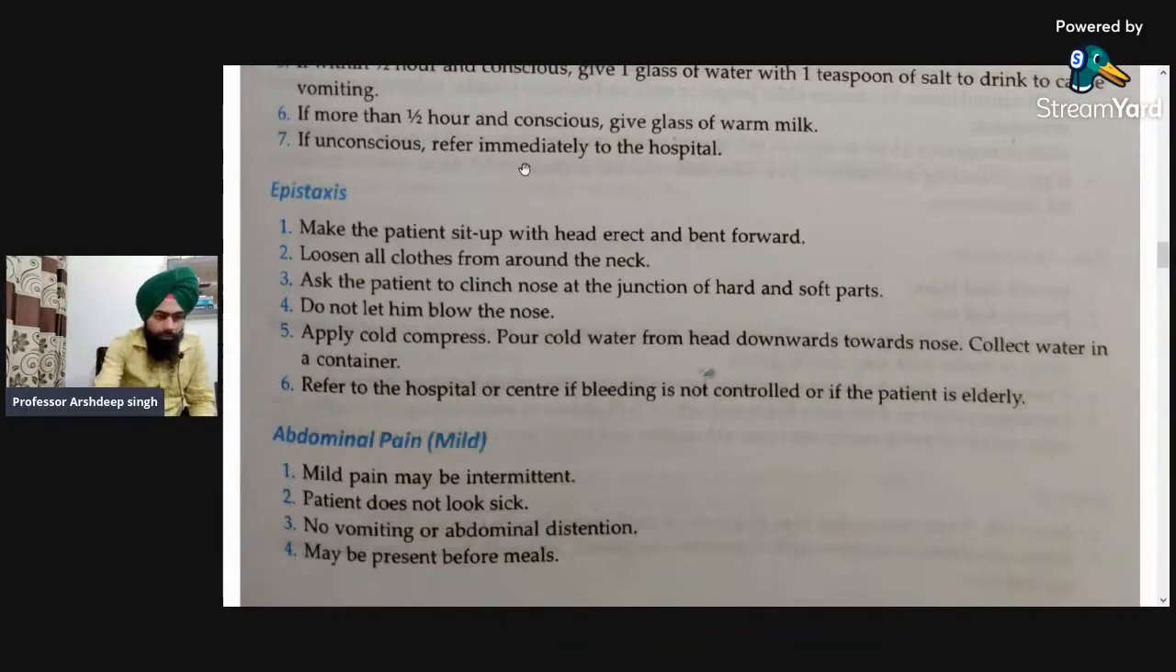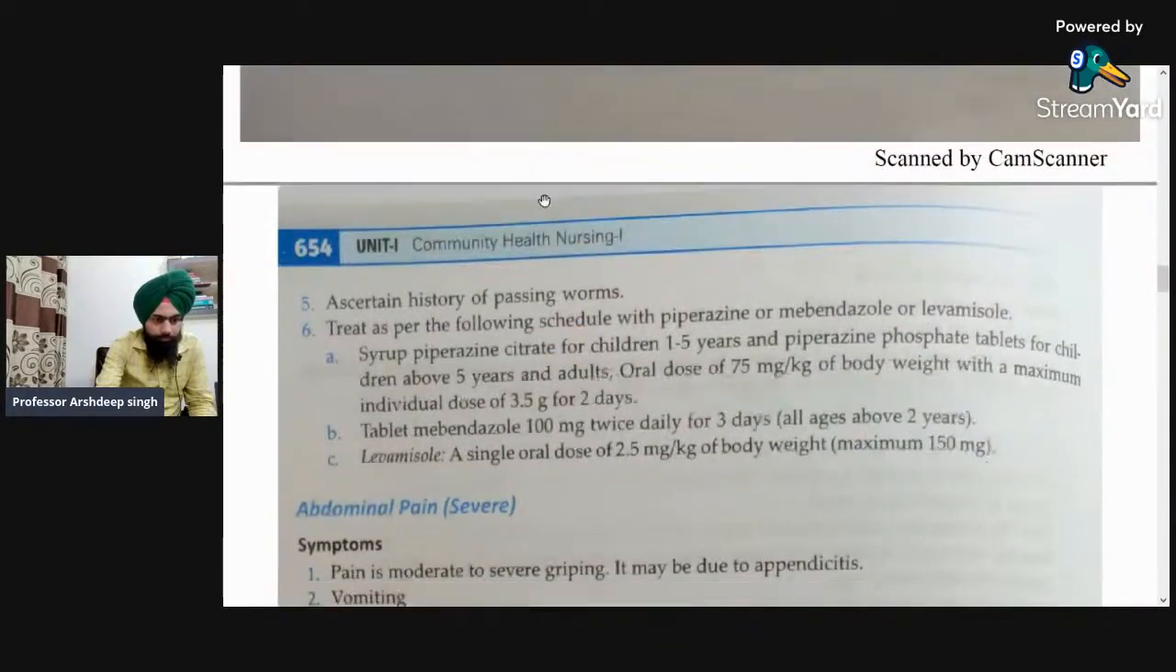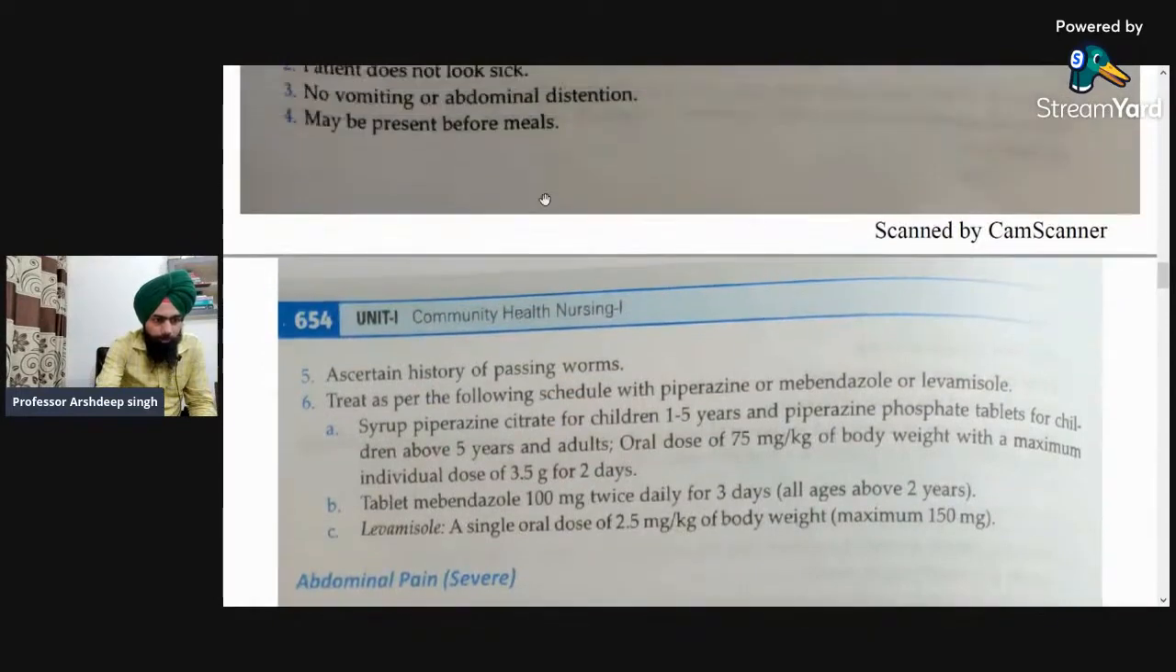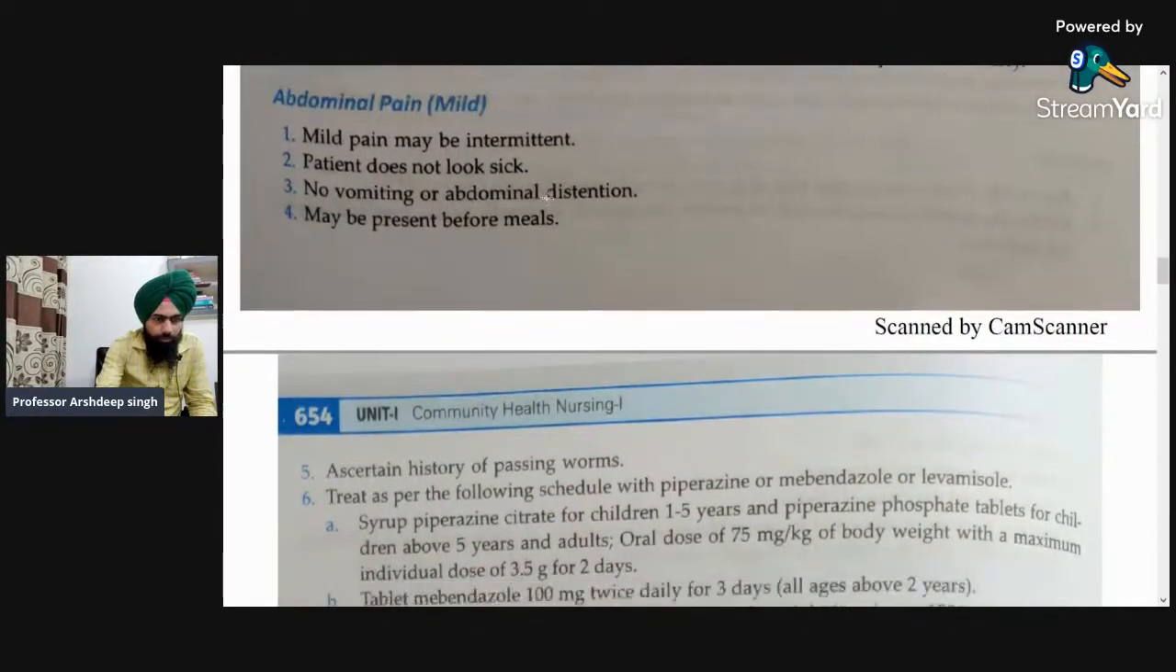Next is abdominal pain. That is the last subtopic for today's video. The rest of the minor ailments I will explain in the next video, because I am explaining them in a detailed version. So I will make a fourth video, minor ailments part 4, and explain the rest in that video. So that is abdominal pain, mild level.